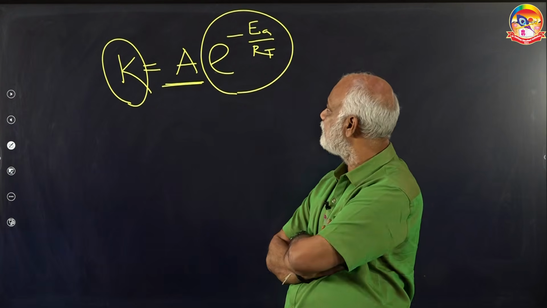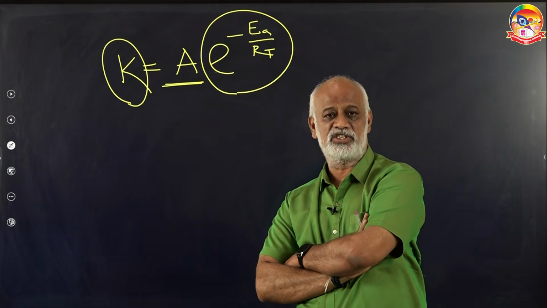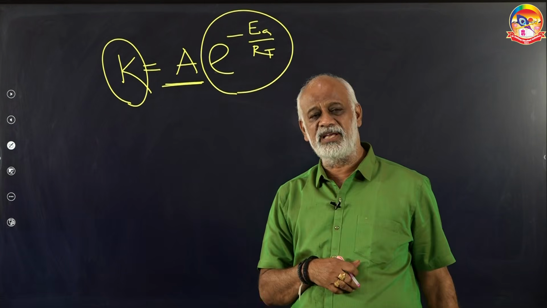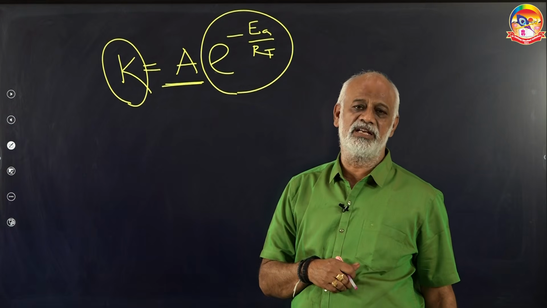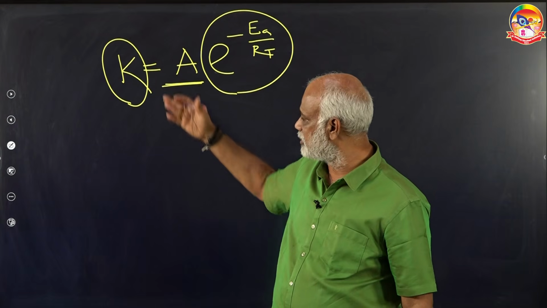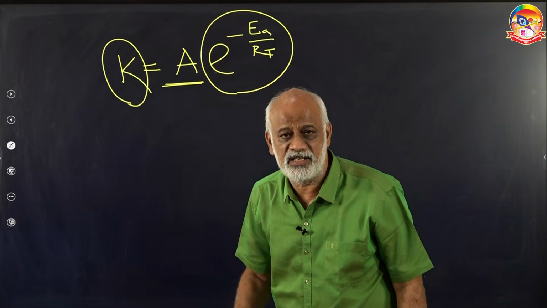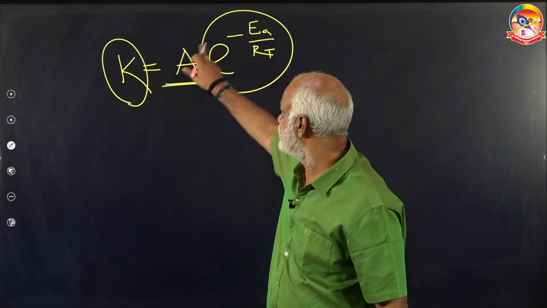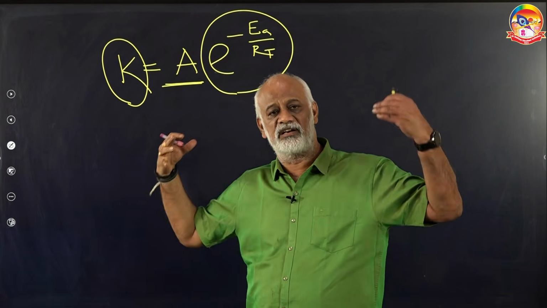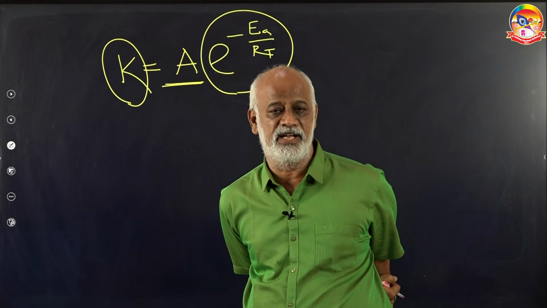What is e to the power minus EA by RT? Fraction of molecules whose energy is greater than EA. What is capital A? A pre-exponential factor called Arrhenius factor. What is K? Called rate constant. You can see very clearly when temperature increases, rate constant increases and rate increases because there is a negative sign and the change is exponential change. So, rate and rate constant exponentially increase with increase in temperature.